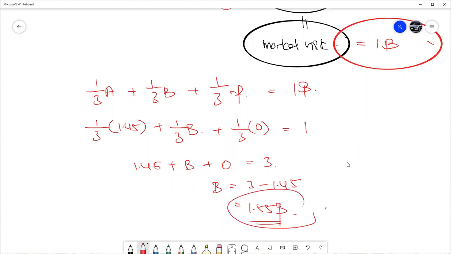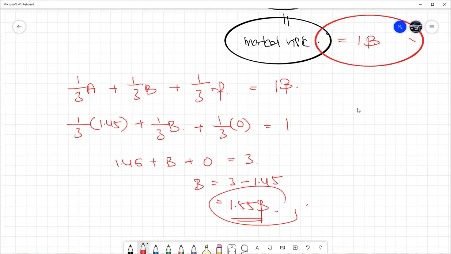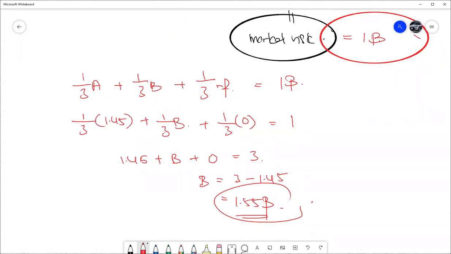Very easy. Right? Very simple, very easy. Okay? That is how you calculate the beta. So it's not hard. Just follow what the question tells you carefully. Okay? Just follow the question carefully.